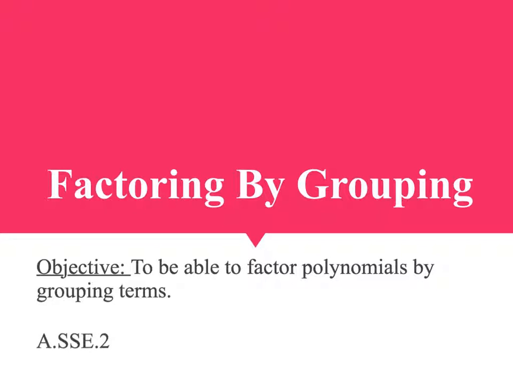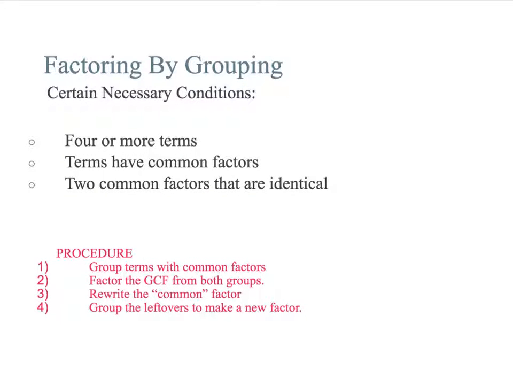Today we're going to continue our study of factoring by grouping. We learned previously that when we need to factor by grouping, there are certain necessary conditions. We need to have 4 or more terms, and those terms have to have common factors. And when we factor out a greatest common factor, we need to make sure that we have identical common factors remaining, and that's really important.